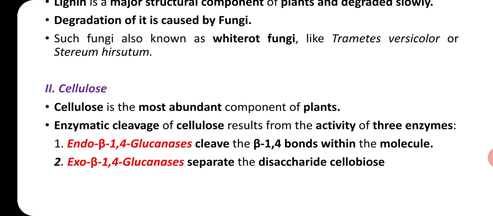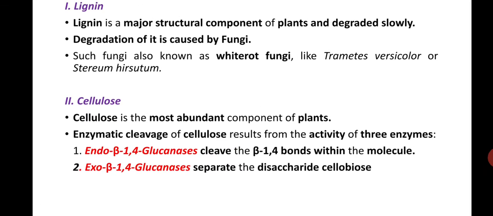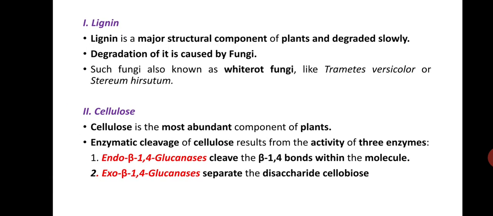So when cellulose is being degraded, it has to be degraded in three different steps. First step is to cleave those beta 1,4 bonds which are available within the cellulose molecule. So it is being degraded by endo beta 1,4 glucanases. I mean, it's very easy. If you remember glucose, you can remember the enzyme, right? Glucanases. Then next is exo beta 1,4 glucanases, which separate those cellobiose units.